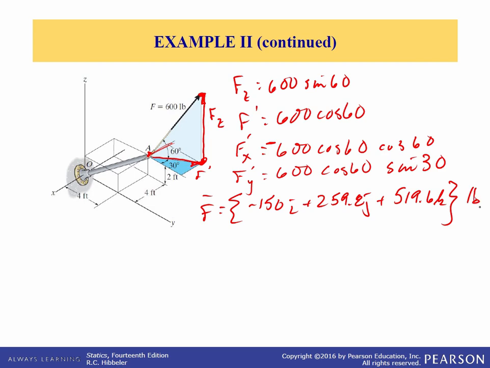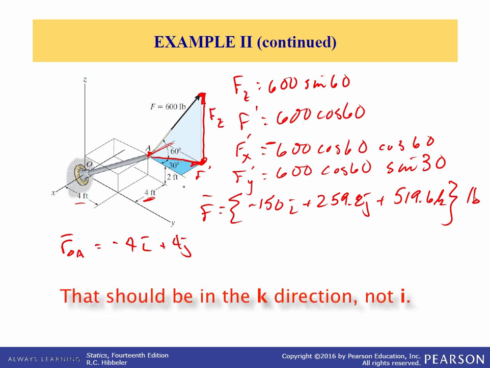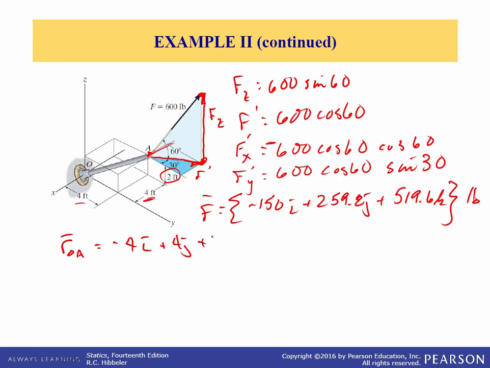Now we're going to need the unit vector along OA. So first let's write down what the vector is between O and A. Now I'm on O and I want to get over to A. So how far in the x direction do I need to go? Minus 4 feet. So minus 4i. How far in the j direction do I need to go? It's plus 4j. And in the k direction, go up by 2, so it's plus 2k. And that's in meters.